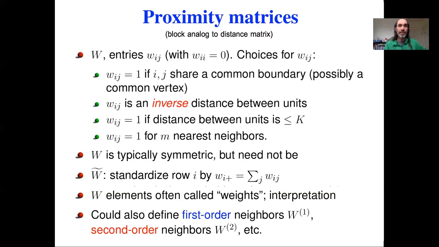when you're doing any sort of spatial or spatial area modeling. It's also worth noting that while we typically will define W in terms of first order neighbors, you could also imagine defining second order or third order spatial proximity.